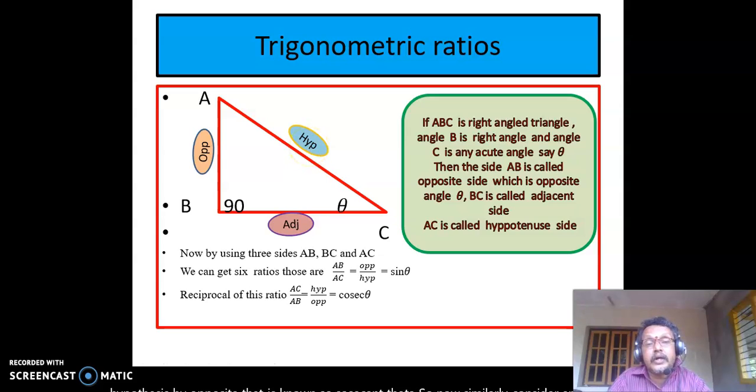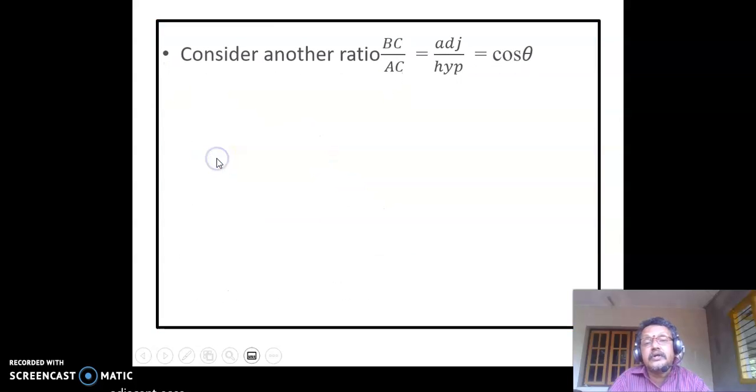Now the reciprocal of that one, hypotenuse by adjacent, that is known as secant theta. Now consider another ratio, opposite by adjacent, that is known as tan theta. The reciprocal of that one, adjacent by opposite, is cot theta. So opposite by hypotenuse is sin theta, hypotenuse by opposite is cosecant theta, adjacent by hypotenuse is cos theta, hypotenuse by adjacent is secant theta, opposite by adjacent is tan theta, adjacent by opposite is cot theta. These are called the 6 ratios of trigonometry.